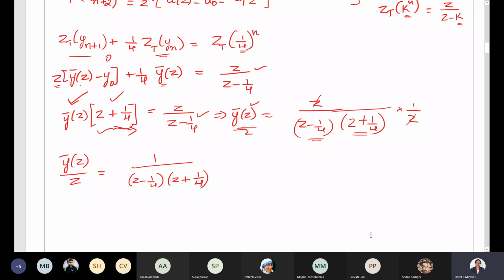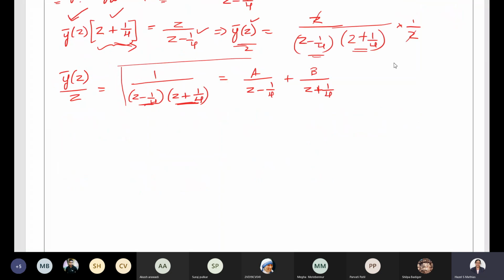Now we apply the set of partial fractions. For the denominator linear factors, we can write them as A divided by z minus 1 by 4 plus B divided by z plus 1 by 4. I hope this is clear, because we have denominator factors, that's why it's A divided by z minus 1 by 4 plus B divided by z plus 1 by 4.